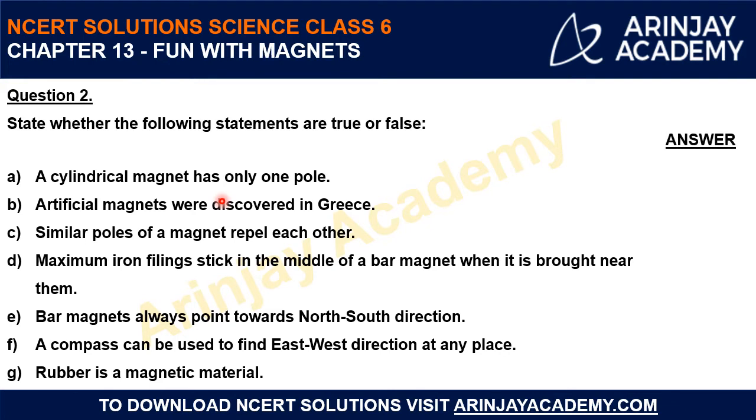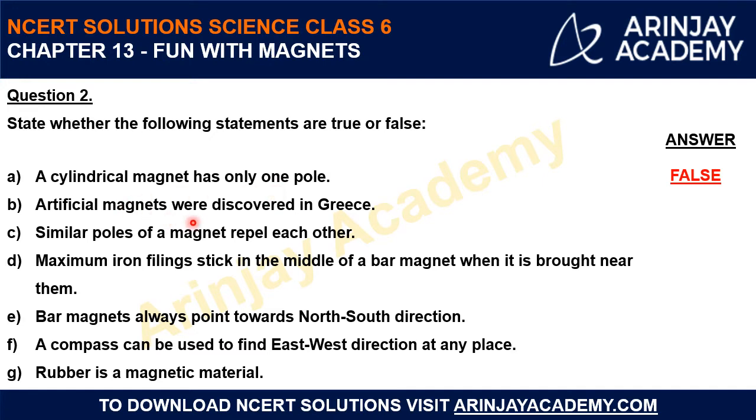So let's start with the first one. A cylindrical magnet has only one pole. So we know that magnets, no matter in whichever shape they are designed, will always have two poles, right? So therefore, a cylindrical magnet should also have two poles and not just one. So it's a false statement.